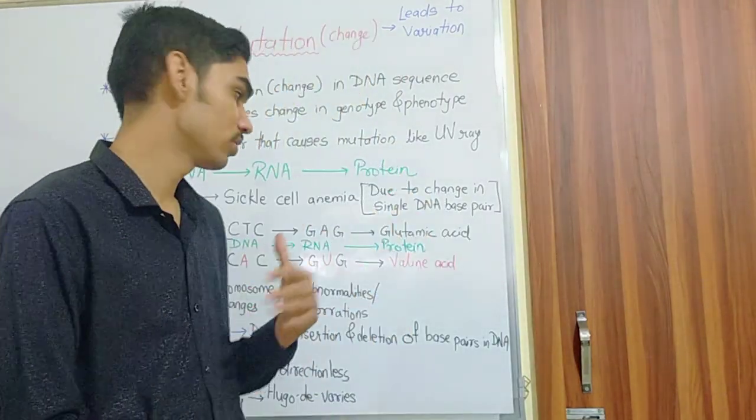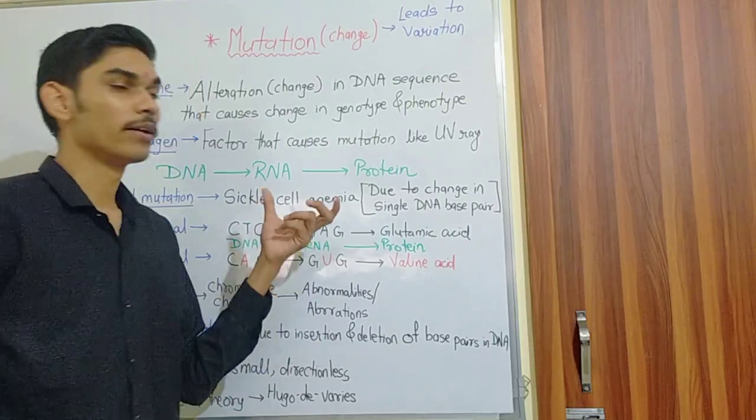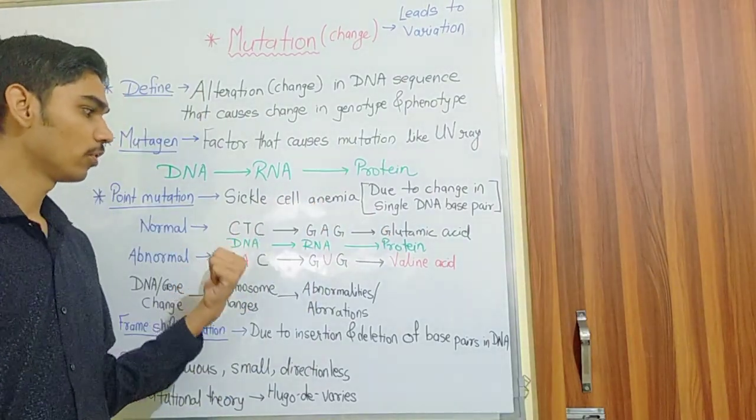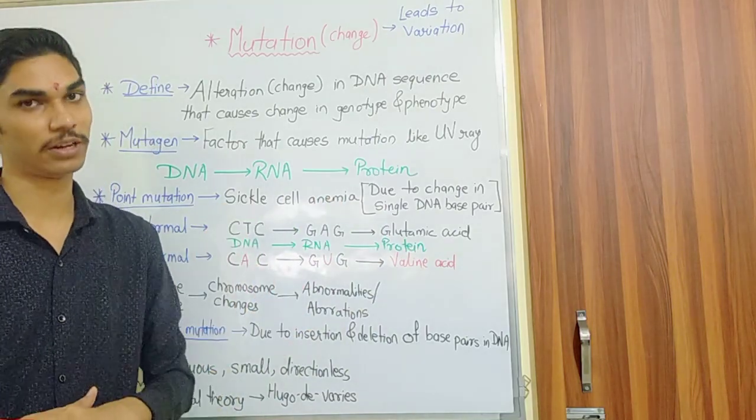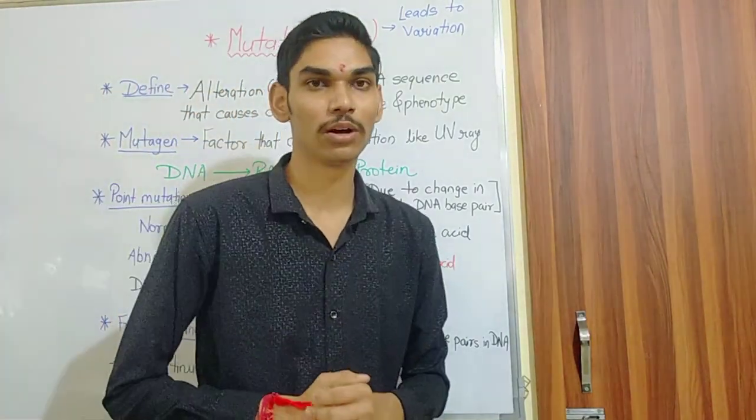As the DNA changes, the further process is also going to get hampered. As a result, with faulty DNA, RNA will also make faulty proteins, and as a result, that will result in abnormalities. In this way, it was all about mutation.